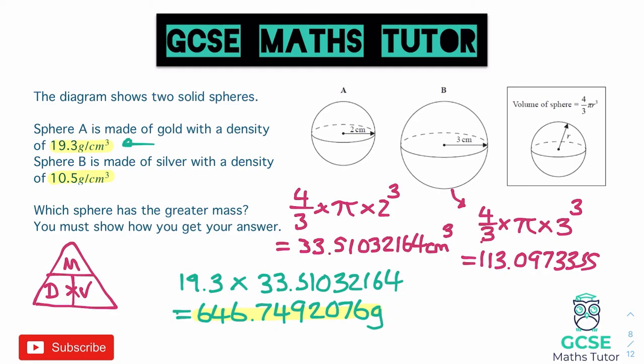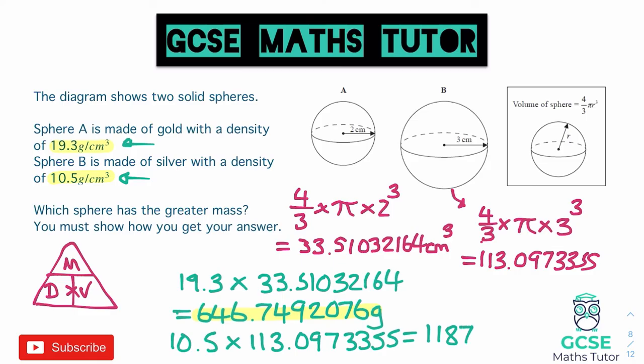So the density of silver is given to us just here. And if we times those together, let's just have a look and see what we get. So the density is 10.5, so I'd do 10.5 multiplied by 113.0973355, and let's type that in, so times 10.5 on the calculator, and that comes out as 1187.522023, and again that is in grams. So there we go, that has now worked out the mass of sphere B.